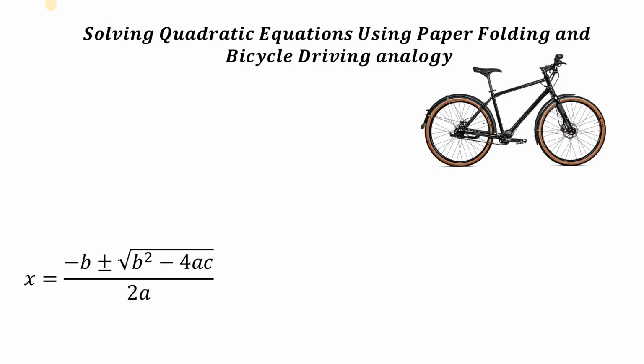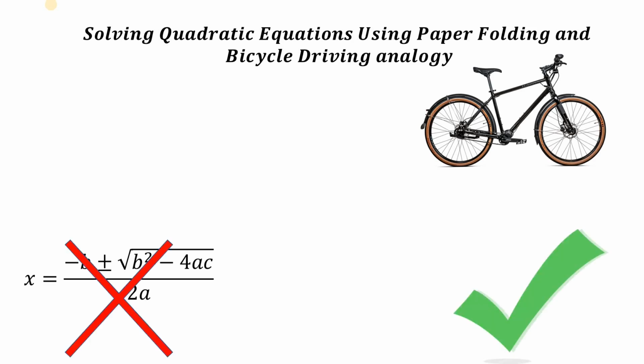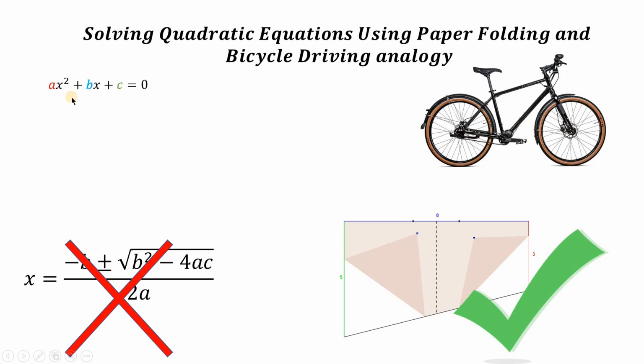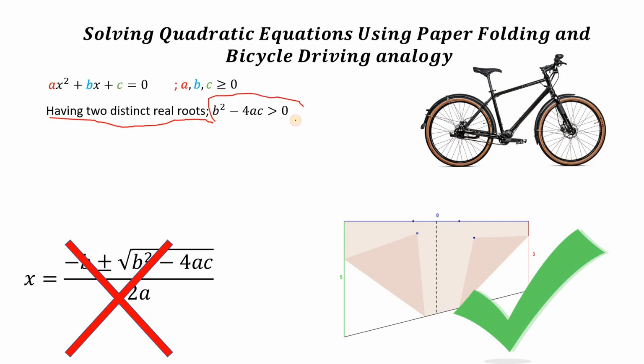So basically in this video we are going to talk about how to solve the quadratic equation in the form of this equation where the coefficients are all positive and they have two distinct real roots, or mathematically speaking, b squared minus 4ac is greater than 0. So let's directly go to the example to solve it. I've taken this example.